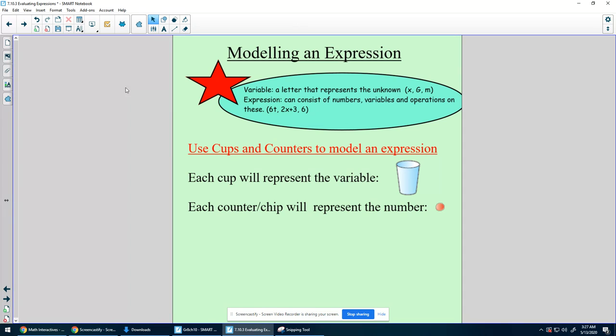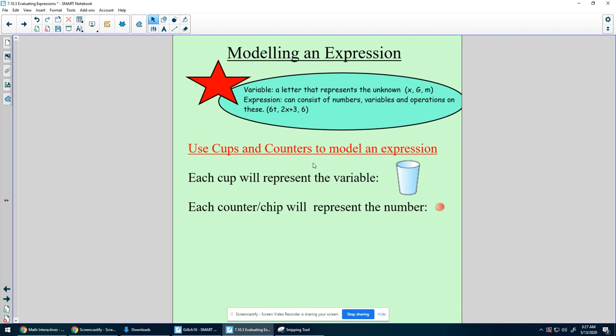Modeling an expression. A variable, just a reminder of some terminology. A variable is a letter that represents the unknown. So x, g, m, and so on. An expression can consist of numbers, variables, and operations, but no equal sign. So we have 6t, 2x plus 3, 6, and so on.